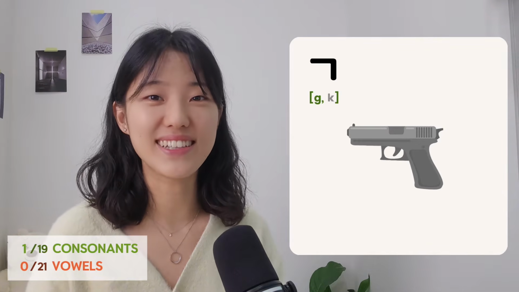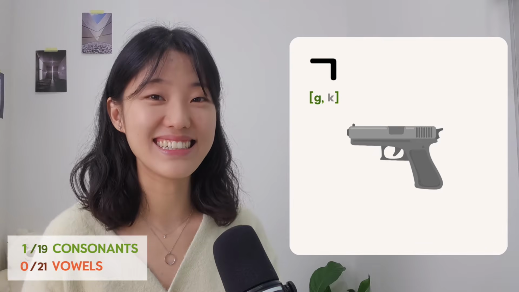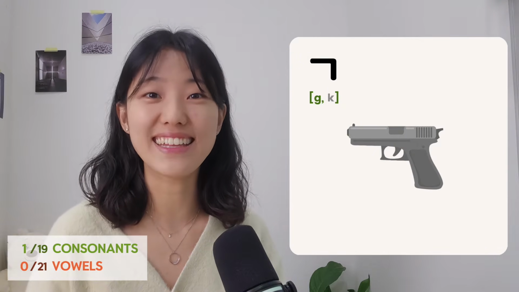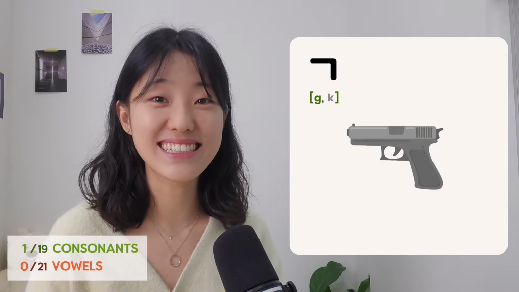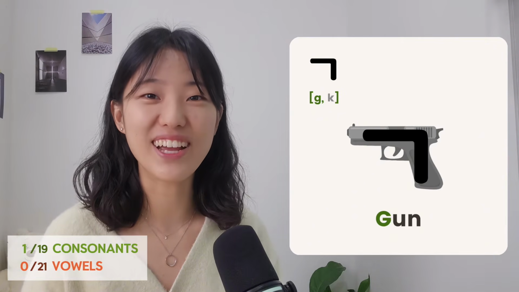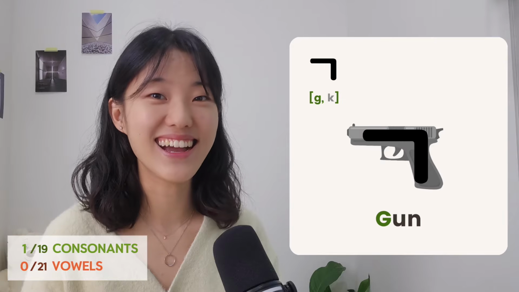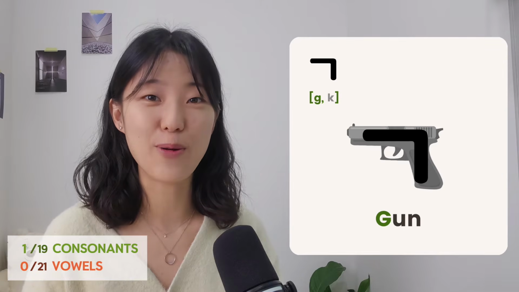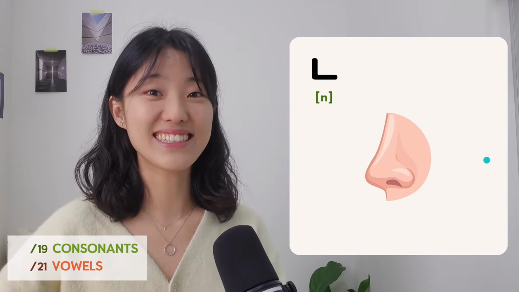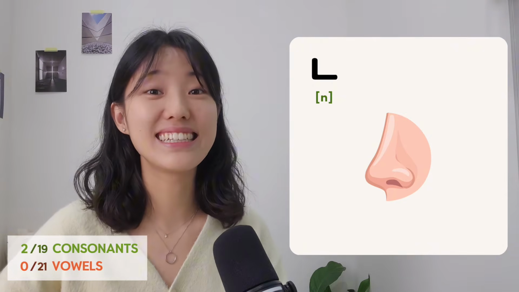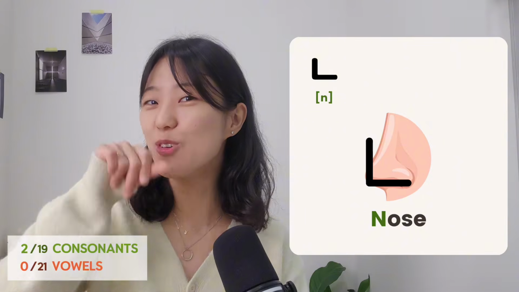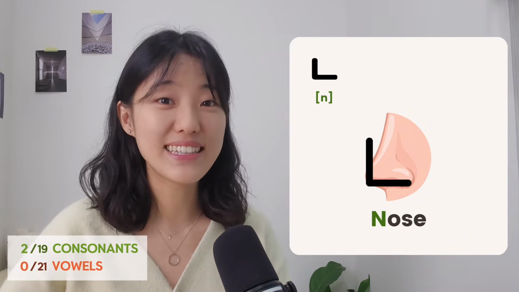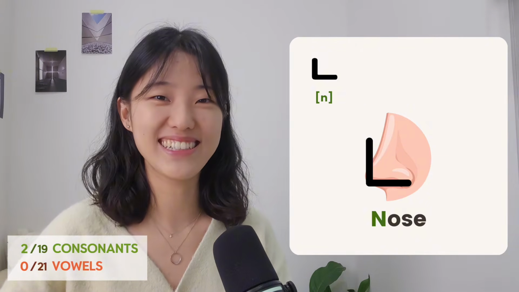The first consonant, 그, somewhere between G and K but closer to G sound. 그 from gone. Next, 느 from nose.